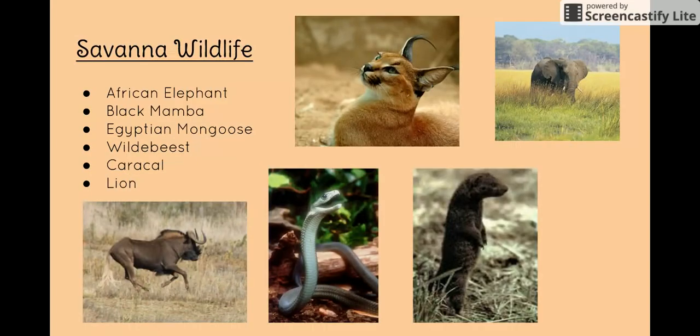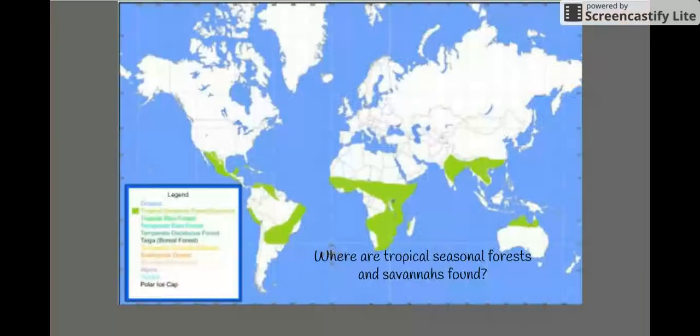So for the wildlife in the savanna biome, we have the African elephant, the black mamba snake, Egyptian mongoose, wildebeest, caracal, and the lion. So, where are tropical seasonal forests and savannas found? As you can see, we provided a map of where they're mainly found. They're found in South America, Mexico, Africa, India, and Australia.